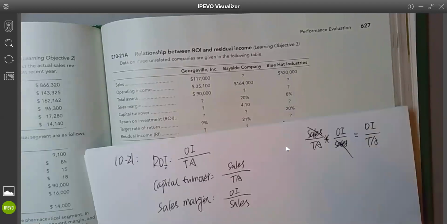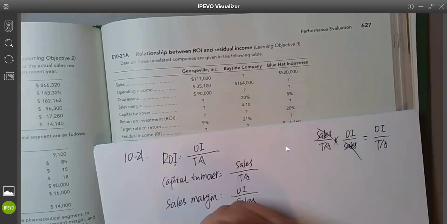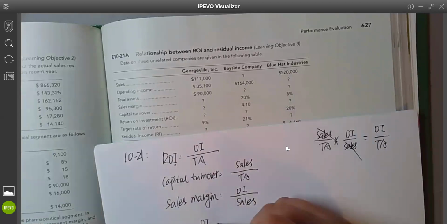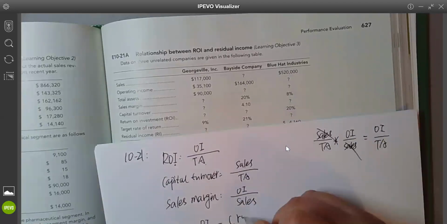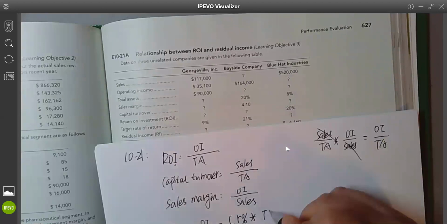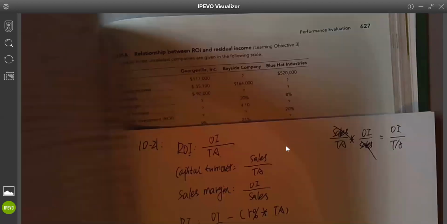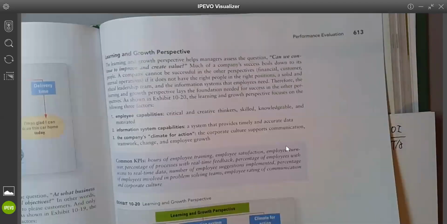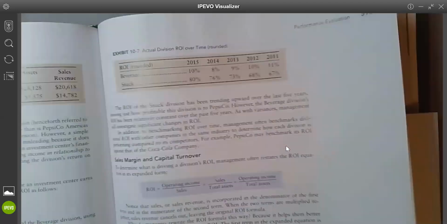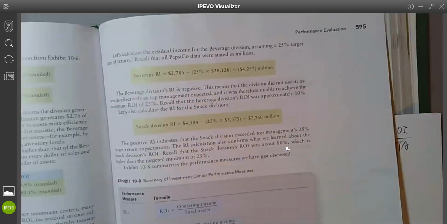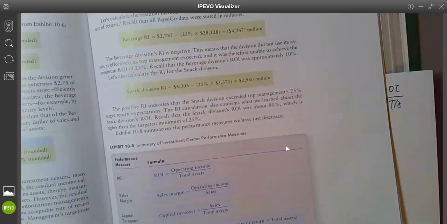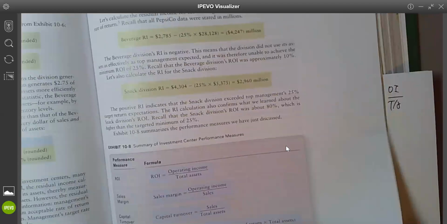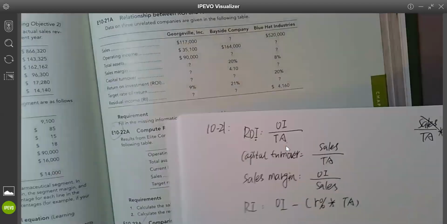Okay, residual income, RI, we talk about that. Basically, it's your operating income minus your required return times your investment, the total assets, right? So let me double check. Okay, on page 595, actually, we put all the things there. So I think I'm right. Now let's go to this question.